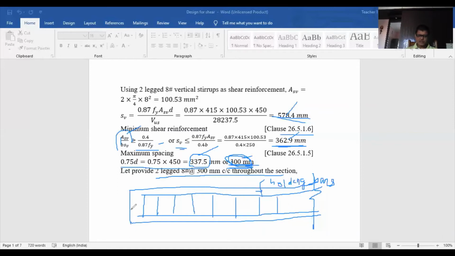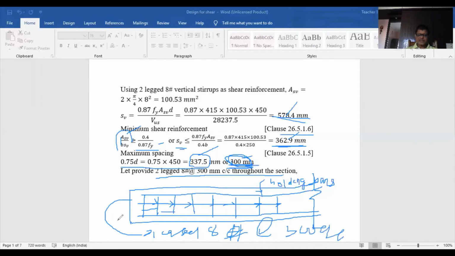All the spacings you can write, from here to here, then here to here, all these spacings are 300. This to this is 300, this to this 300. So you can write down: 2-legged 8 mm at the rate of 300 center to center. You can write that somewhere. So these are the shear stirrups.